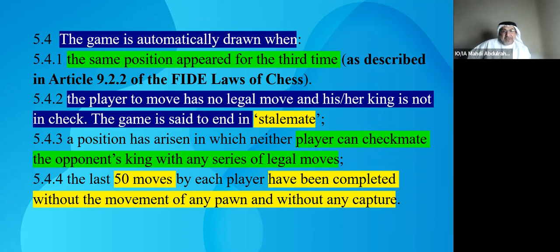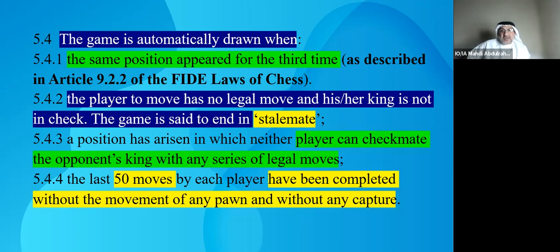Because in physical, over-the-board play, there is a fivefold repetition rule for the arbiter. He can interfere, call for a draw, and finish the game with a draw. But here on the platform, in online events, no. On the platform, after three-fold repetition, they stop the game and say the game ends with a draw.